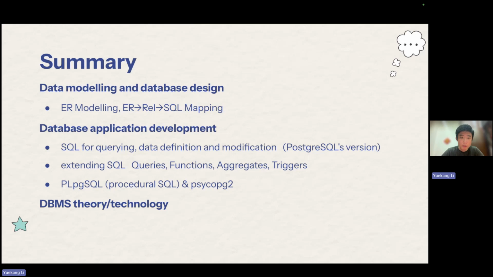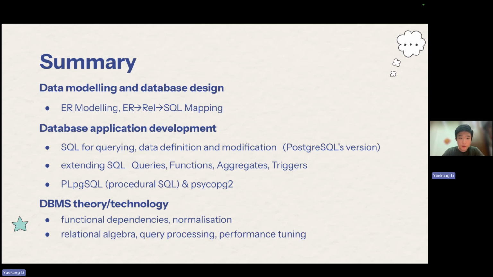Lastly, in this course, we also learned some DBMS theories and techniques. The first subtopic here is about functional dependencies and normalization. We also learned relational algebra, query processing, and performance tuning. Lastly, we also learned about transactions and serializability of concurrent transaction schedules.